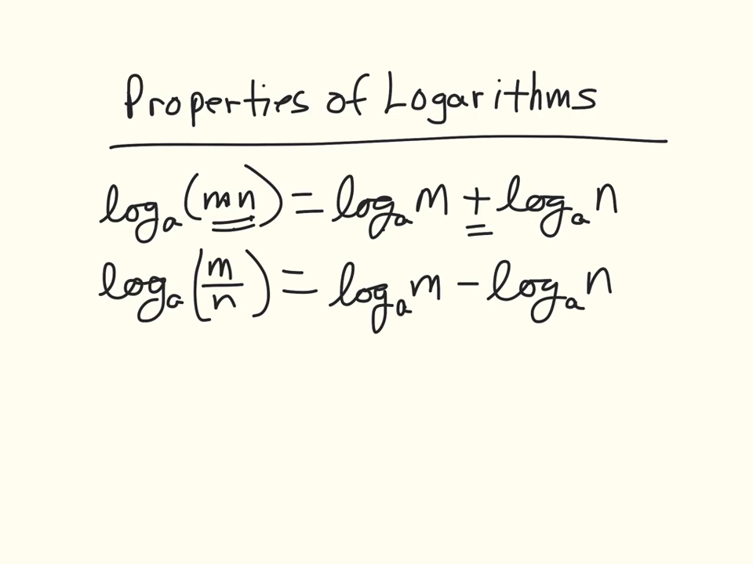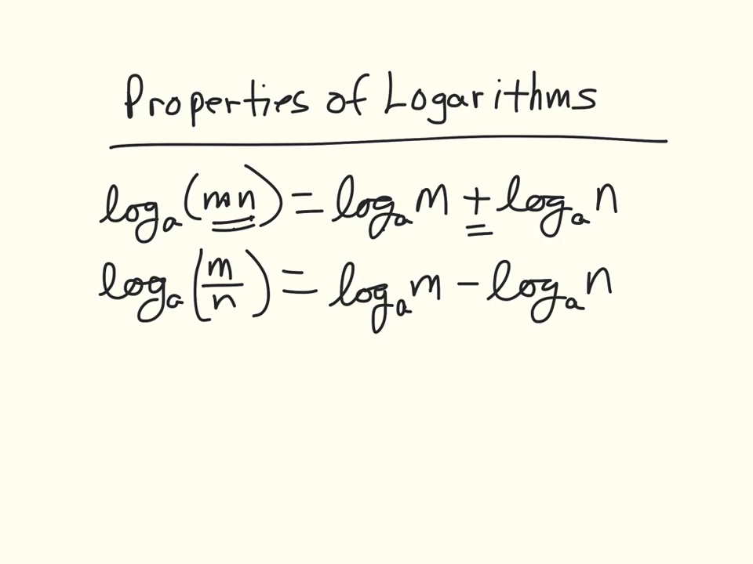Now we'll use these properties going both ways. In other words, sometimes we'll be given a log that looks like this, and we'll split it up and write it as two separate logs. Other times we'll have a string of logs that are added or subtracted, and we'll go backwards and write them as one log.